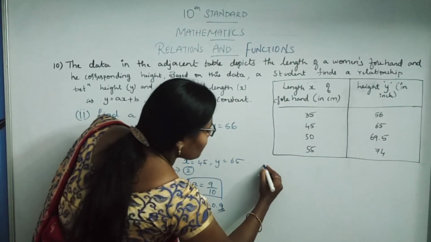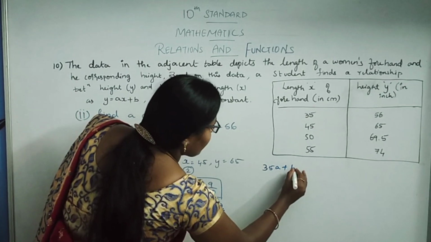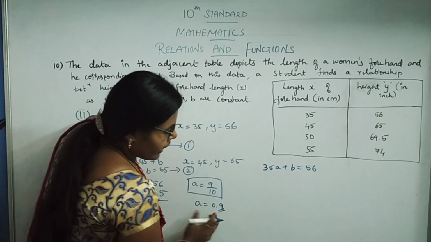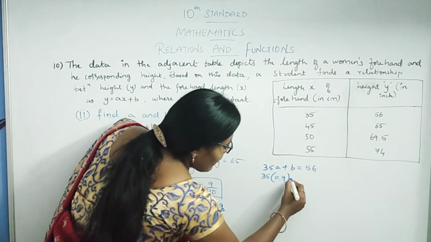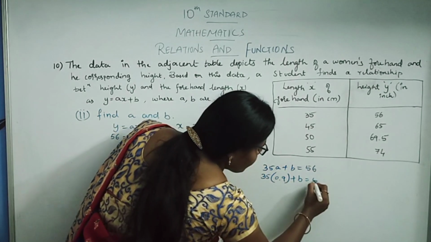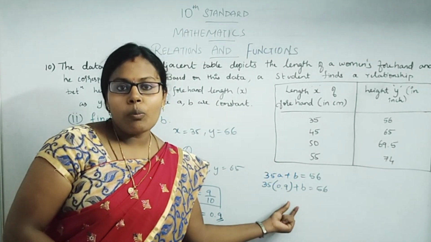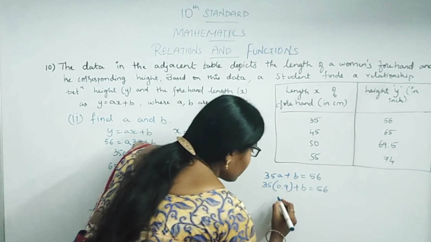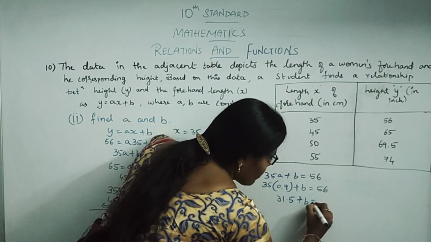So what is our equation 1? 35A plus B is equal to 56. Our A value is 0.9. So 35 times 0.9 plus B is equal to 56. What is 35 into 0.9? 35 into 0.9 is 31.5. So 31.5 plus B is equal to 56.